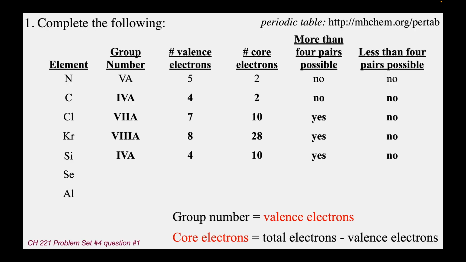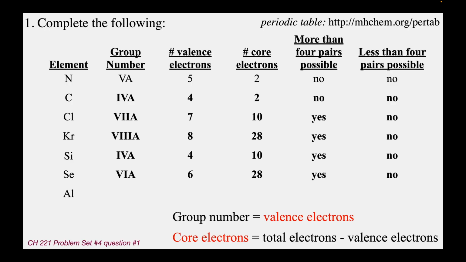Selenium, number 34 on the periodic table, and selenium is also group 6A on the periodic table. So 6A means it's going to have 6 valence electrons. 34 total electrons minus 6 valence means it's going to have 28 core electrons. Selenium is definitely third period and lower. Yes, it can have more than 4 pairs, but again, it's not going to have less than 4 pairs. Only a few elements can actually have less than 4 pairs. A lot of them have more than 4 pairs possible, but not less.